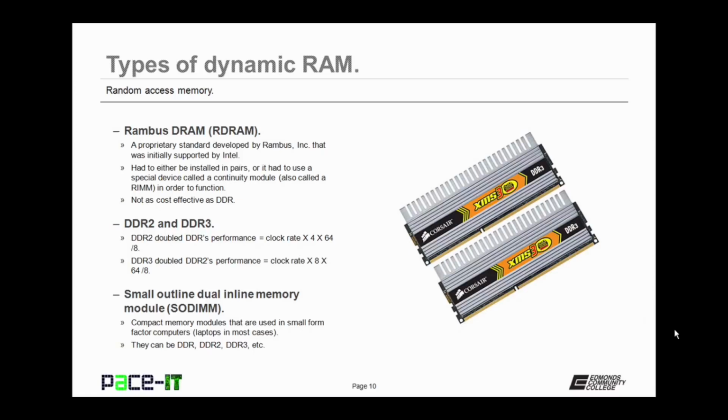Then there's small outline dual inline memory modules, SODIMM. These are compact memory modules that are used in small form factor computers, like laptops in most cases, and in tablets. Now, SODIMM can be DDR, DDR2, or DDR3, all depending upon the manufacturer.